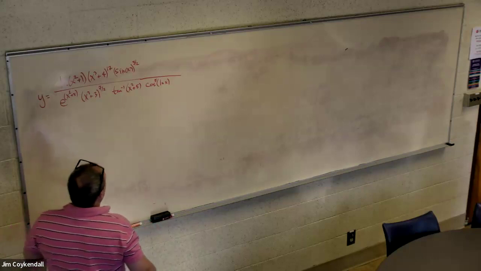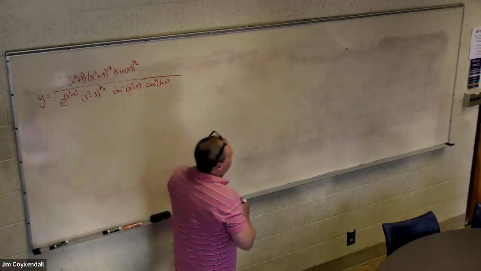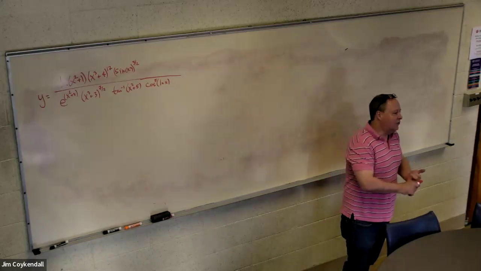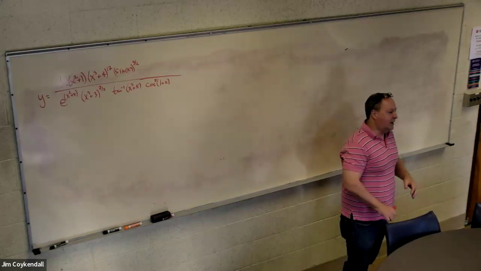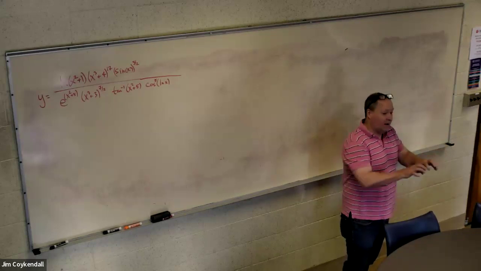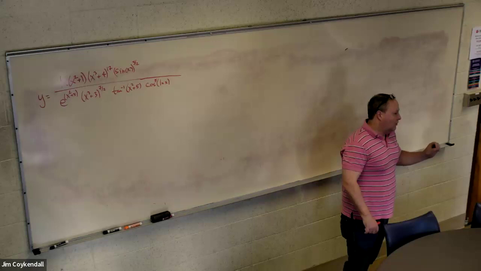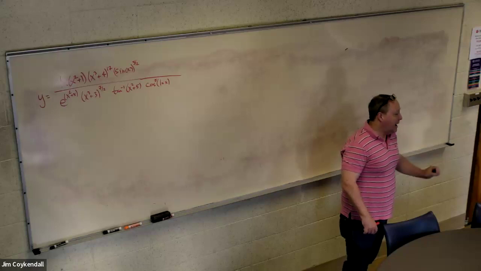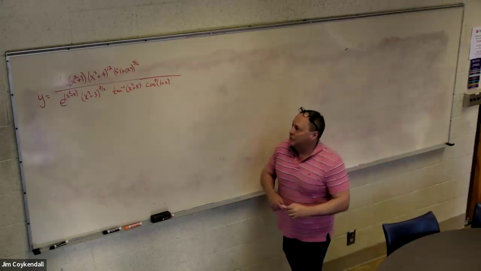So what makes this easier is the logs. Here's the thing about logs. They turn products into sums. And it's easier to take the derivative of x plus sine x than it is to take x times sine x. Logs turn products into sums. They turn quotients into differences. And they allow you to bring powers down. And that's why you want to use them.